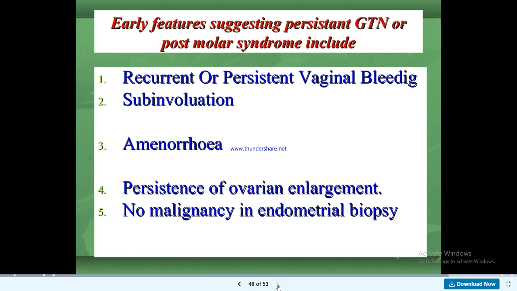Early features suggesting persistent gestational neoplasia or the post-molar syndrome include: number 1, recurrent or persistent vaginal bleeding. Number 2, subinvolution. Subinvolution, the uterus does not go back to the pelvis in its normal position as it should be in the case of normal pregnancy. It takes time. Third is the amenorrhea and persistence of ovarian enlargement, no malignancy in endometrial biopsy.